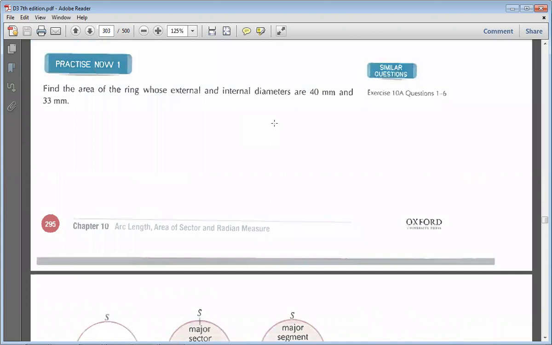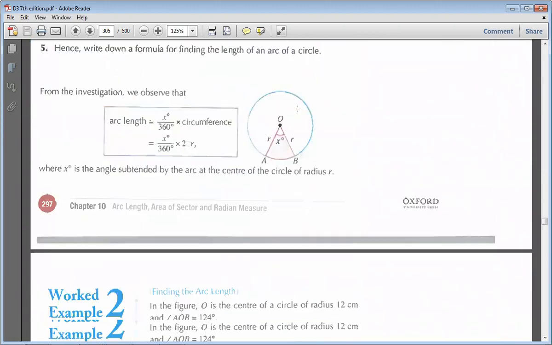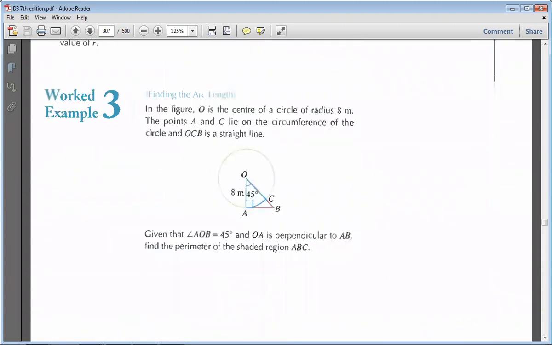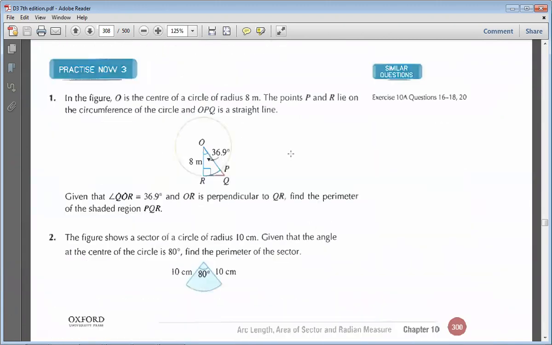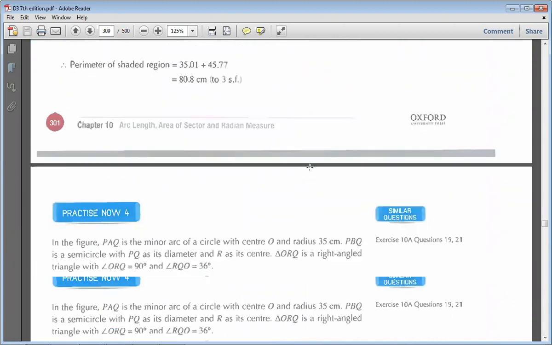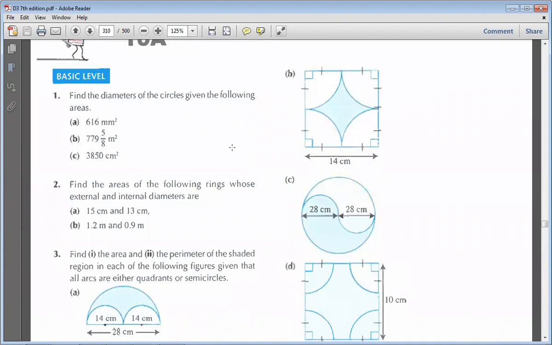So we are going to learn how to find the area of a circle, area of a ring, and area of a quadrant, and area of a sector, arc length of a circle, arc length of a quadrant, arc length of a sector.